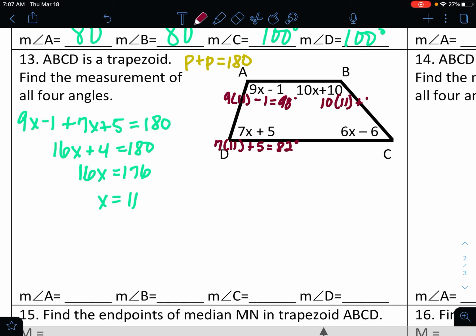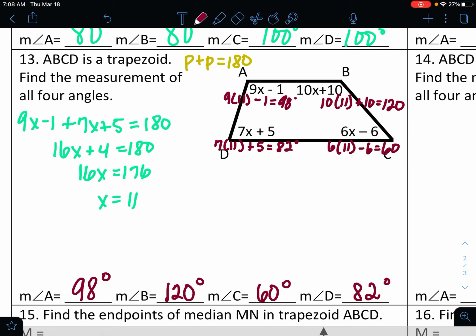Now we got 10 times 11. It's 110, plus 10 is 120. Then we got 6 times 11, 66, minus 6 is 60. And yes, 120 plus 60 is 180, so we are good. So angle A, 98 degrees. Angle B, 120 degrees. Angle C is 60 degrees. Angle D is 82 degrees.